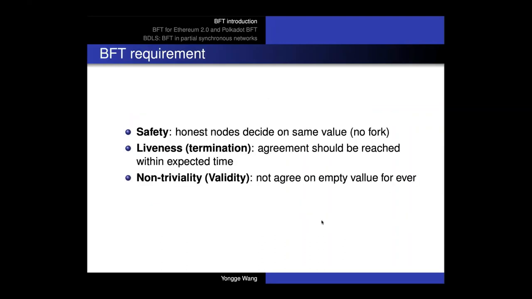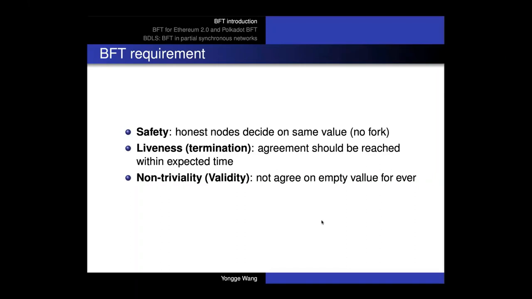So also, of course, if we design a consensus protocol, we have to require three requirements. The first is safety. Safety means no fork. If you talk about consensus or Hyperledger Fabric blockchain, that means we assume that no fork will ever happen. We do not want to have a fork of the blockchain.